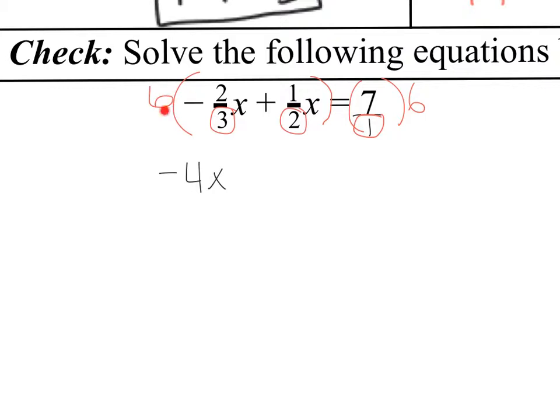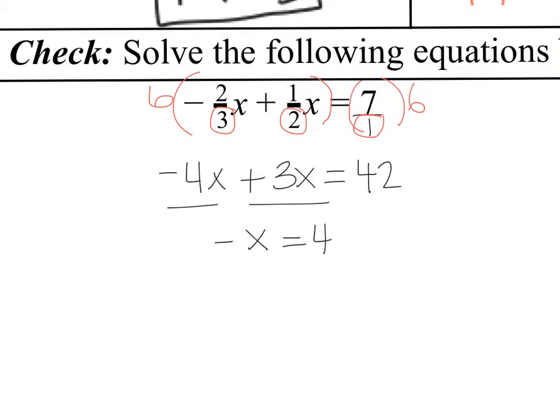Then the second term is 6 times 1/2 x. So that's the same thing as 6 divided by 2, which is 3, times 1 is 3. So this is plus 3x. And then the right-hand side is 6 divided by 1, which is 6 times 7 is 42. So now you have this problem to solve, which is more basic than something with fractions. So you can always clear fractions. So I'm going to combine like terms. So negative 4x plus 3x is negative x, equals 42. So x has to be equal to negative 42.